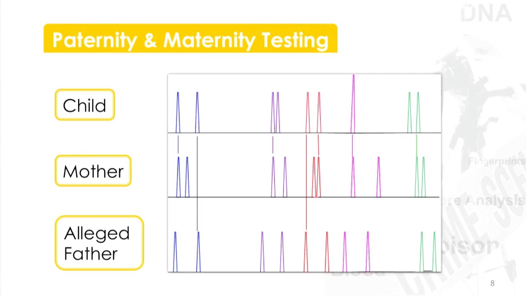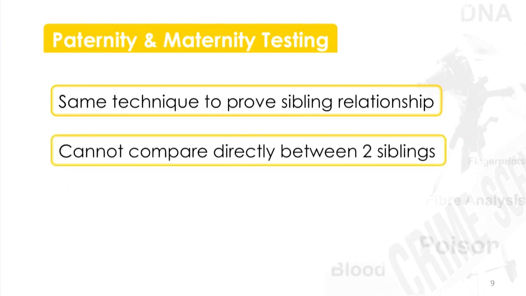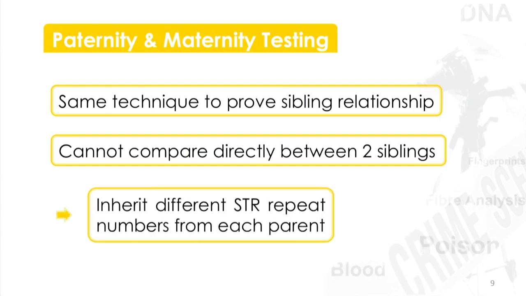We can also use this technique to prove the sibling relationship, whether someone is your biological brother or sister. But you cannot prove this relationship by direct comparison of the two siblings. The reason for this is that the two siblings may have inherited different STR repeat numbers from the two parents. There's no basic reason why they should be the same.